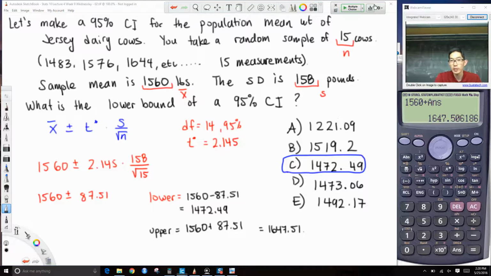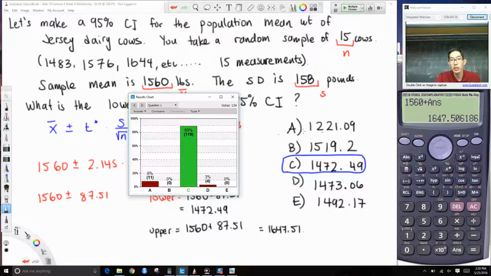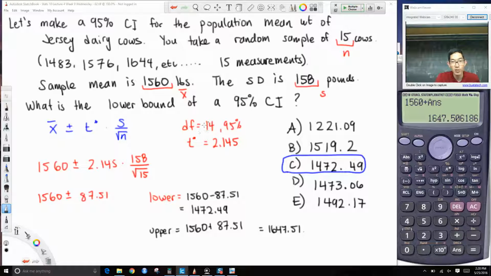Okay, and so let's see how you guys did. Most of you guys got it. Those of you who got it wrong, who selected A, you forgot to divide by the square root of n. And if you selected this one, you used the 15 degrees of freedom instead of n minus 1, 14 degrees of freedom. Is that good with everybody?